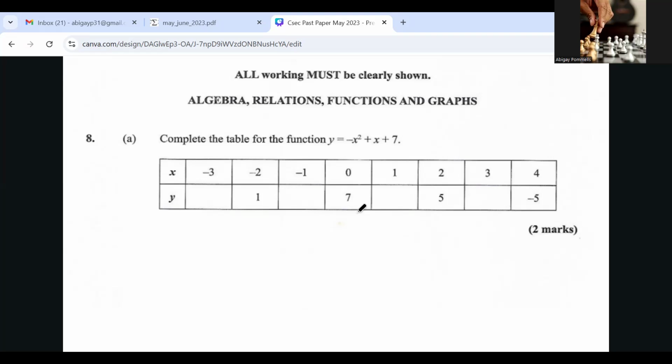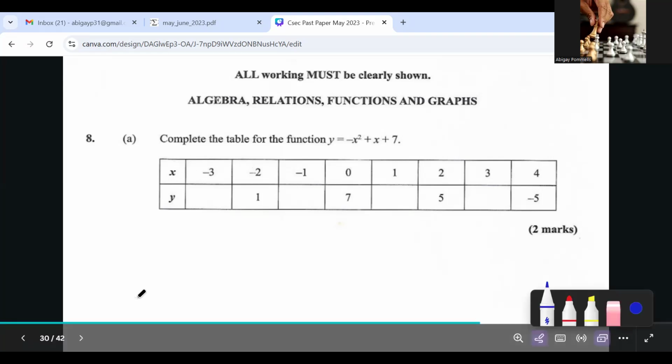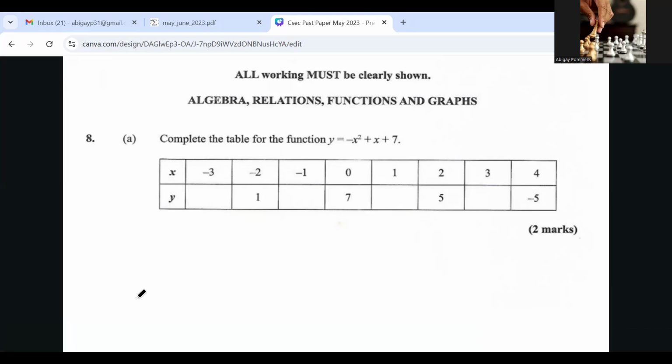Complete the table for the function y equals negative x squared plus x plus 7. So we're going to substitute x into each equation. So this would be negative 3 squared plus negative 3 plus 7. That will equal negative 5.